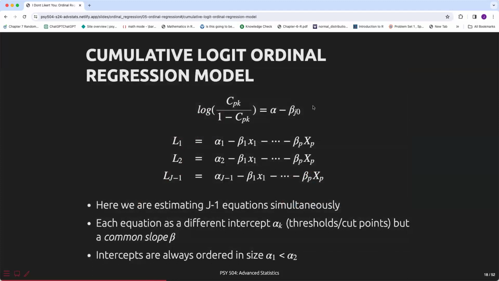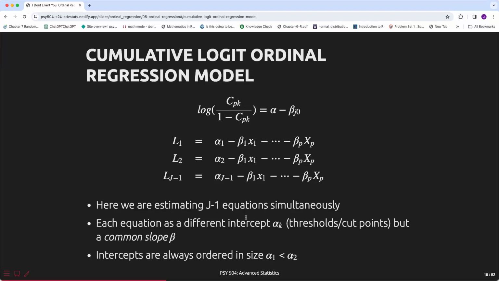All right, so we have our distribution, we have our link function. So now we need our linear component, and that's what I have depicted here. On the left-hand side, we have just our log of the cumulative odds, right? And on the right-hand side, we have our linear component. What's a little odd about the cumulative logit model is that we estimate J-1 equations simultaneously. So if we have 6 response categories, then we're going to model 5 equations simultaneously. And these equations are essentially just logistic models that we're fitting here.